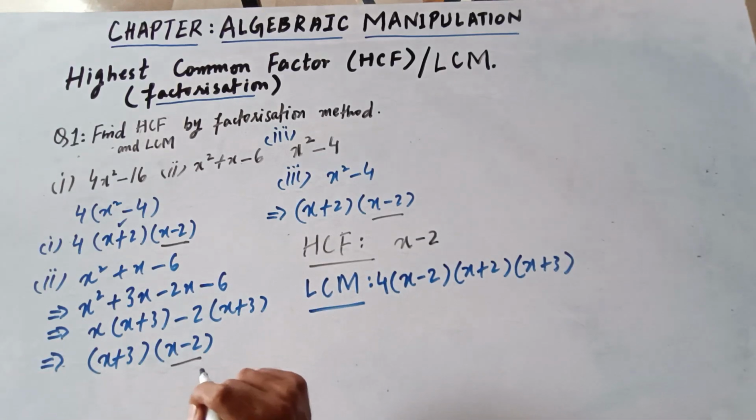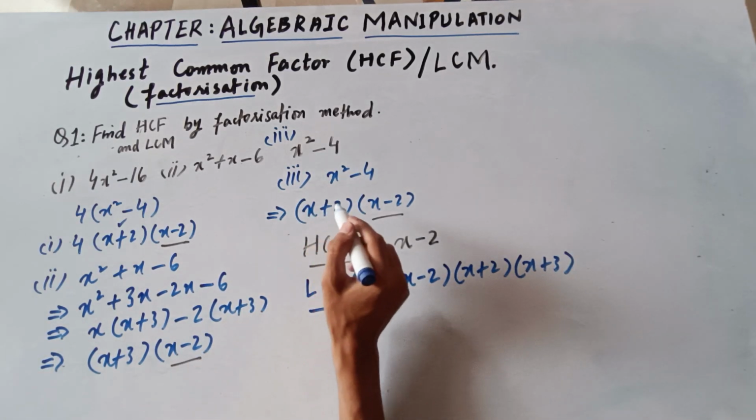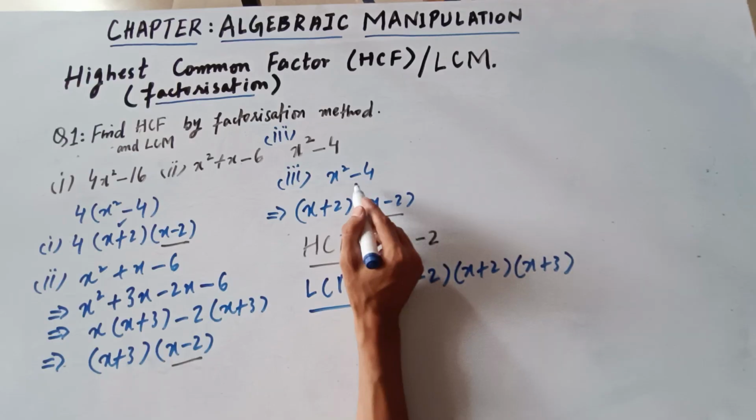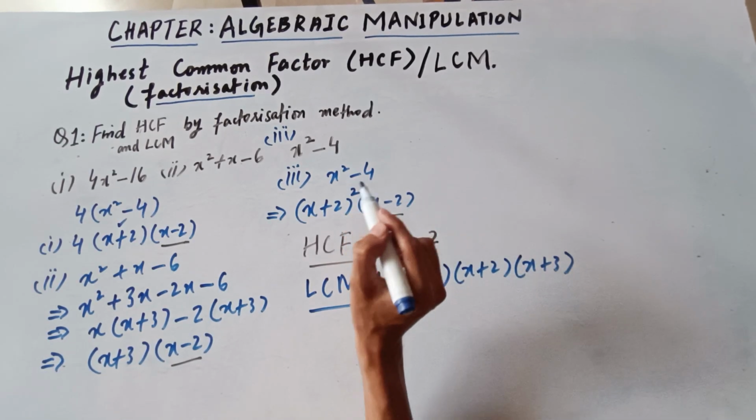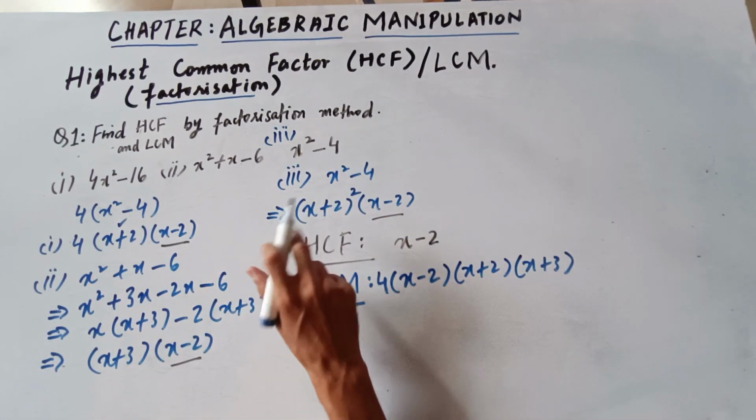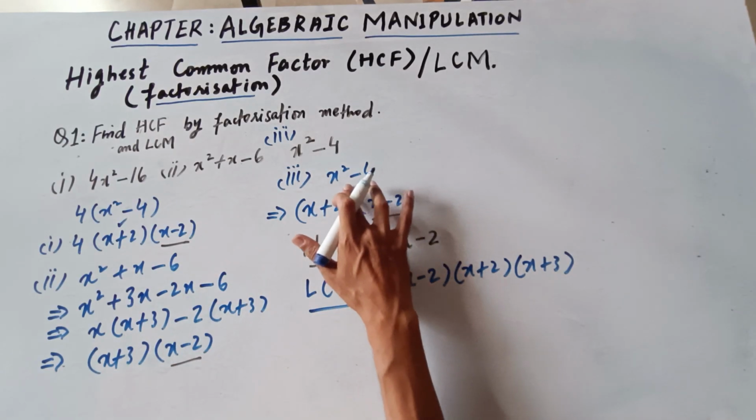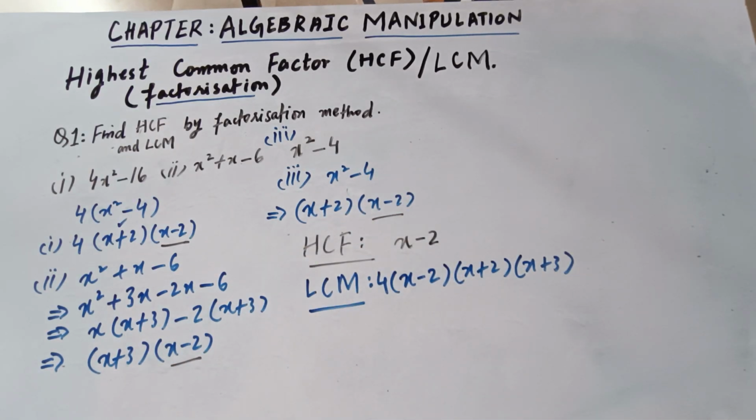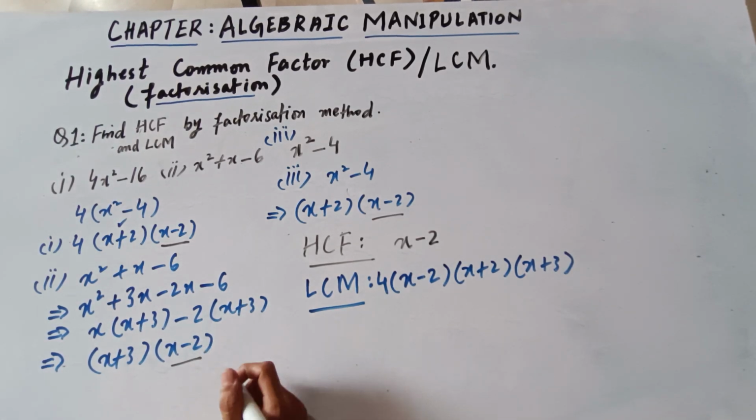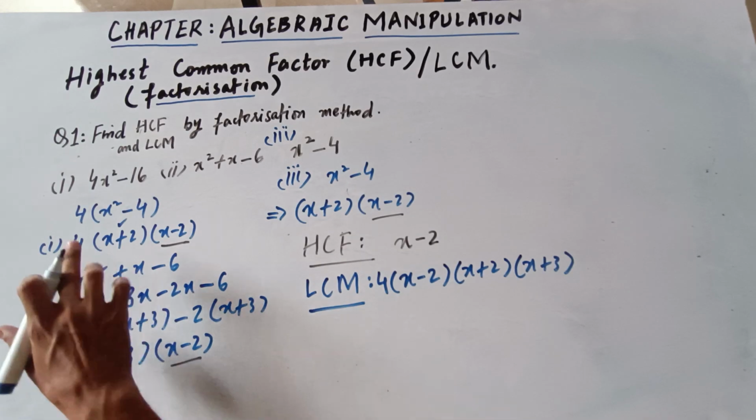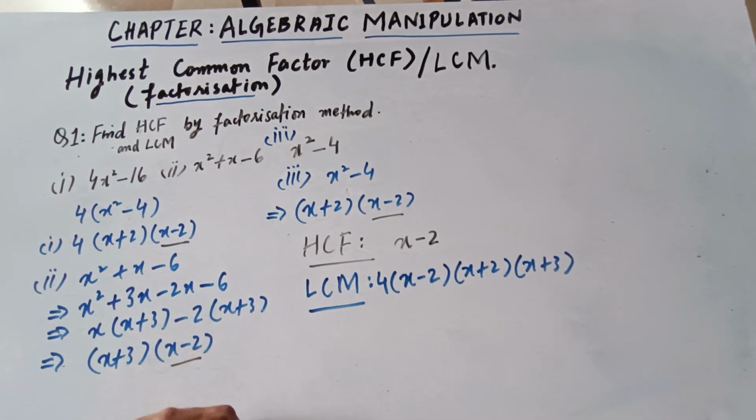Now here I want to tell you one very important thing. If in case we get x plus 2 square, then we will select x plus 2 whole square. If you remember, in the LCM of numbers we select the highest power of the common factor. That's why I told you this. Here this is not the case, but maybe in later questions you will see those types of questions as well. So this is how we do SCF and LCM in algebraic manipulation by using the factorization method.